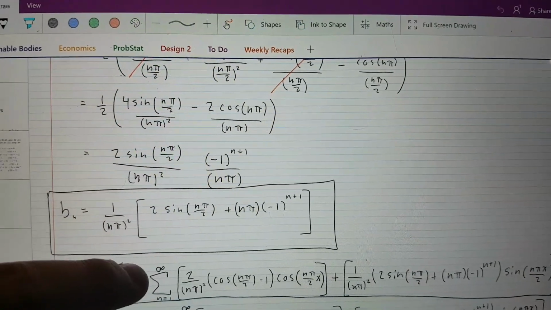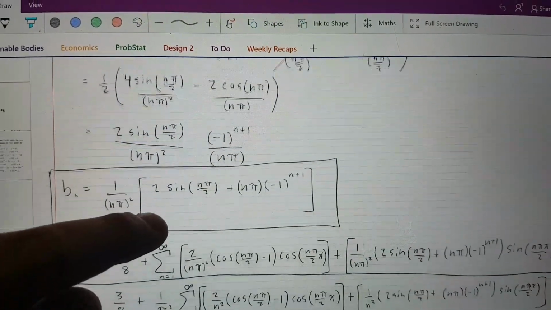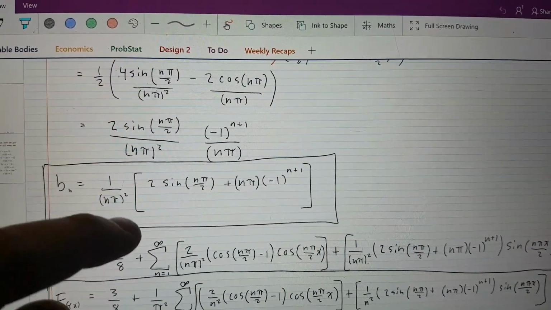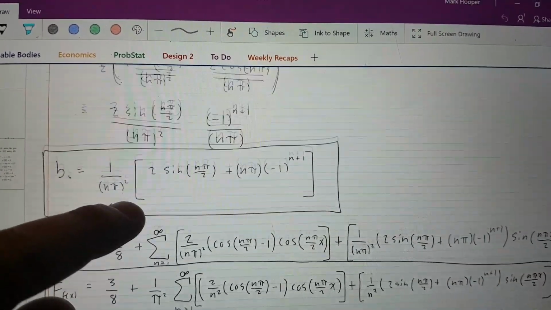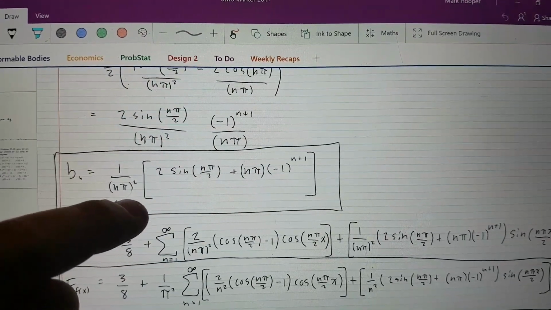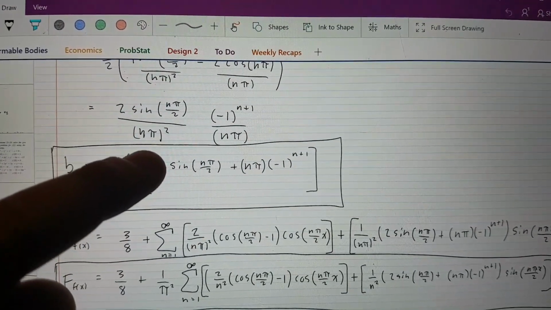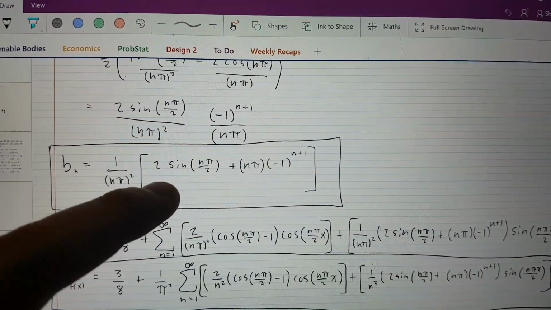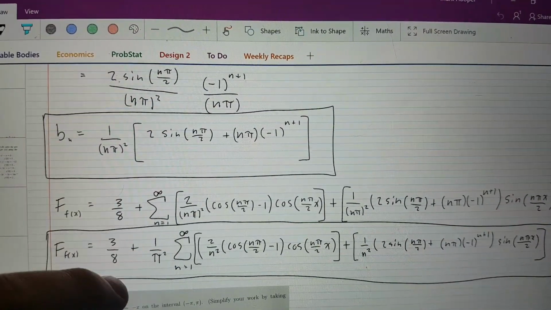I don't know if he explicitly wants it like that. Yeah, I'm sure you could just leave it like this and it's fine, but he's been doing it, so I just wanted to make sure I knew how to do it. So now what you can do is just take bn. All I did here was I wanted them over the same denominator, so I could just factor that out and have this. So that's bn.